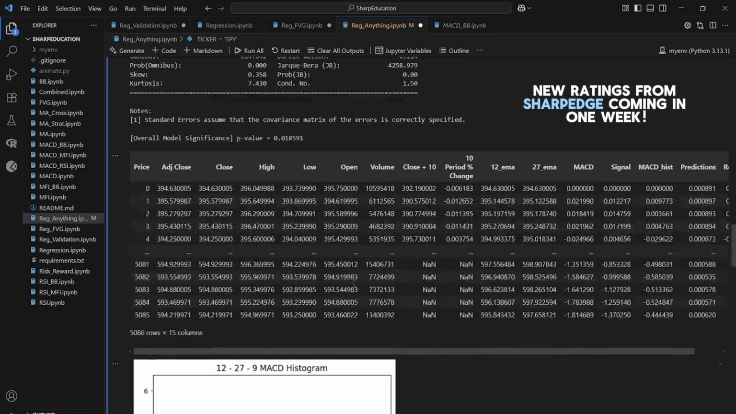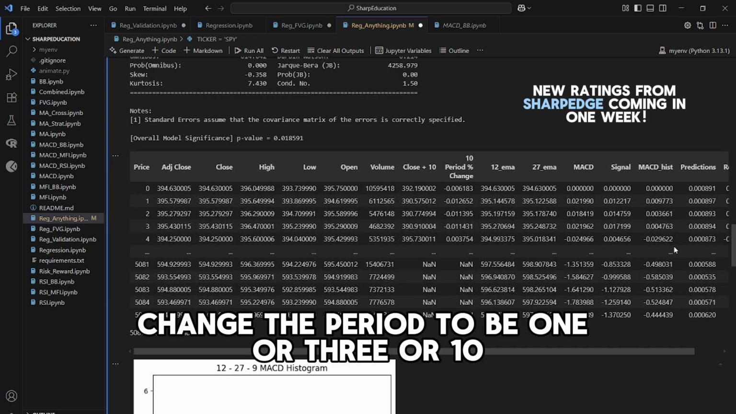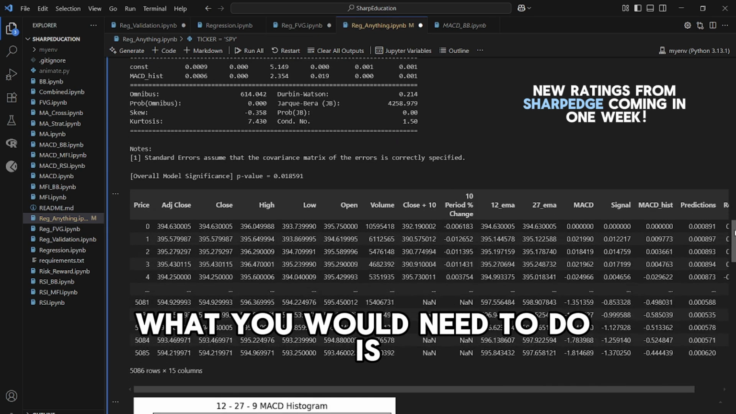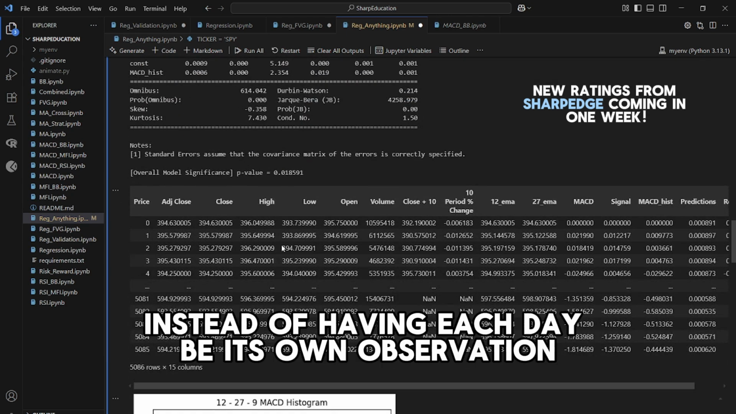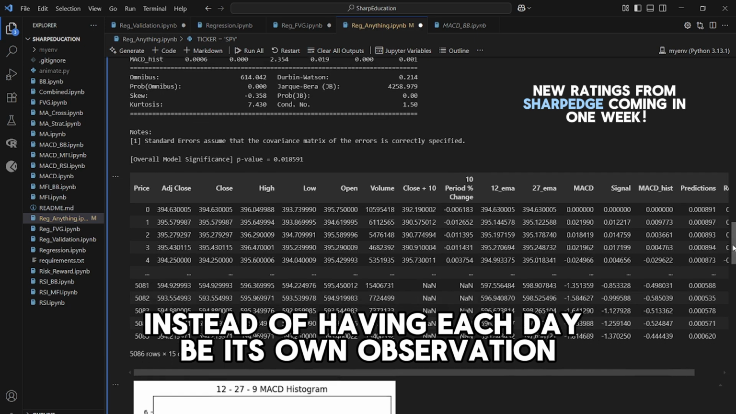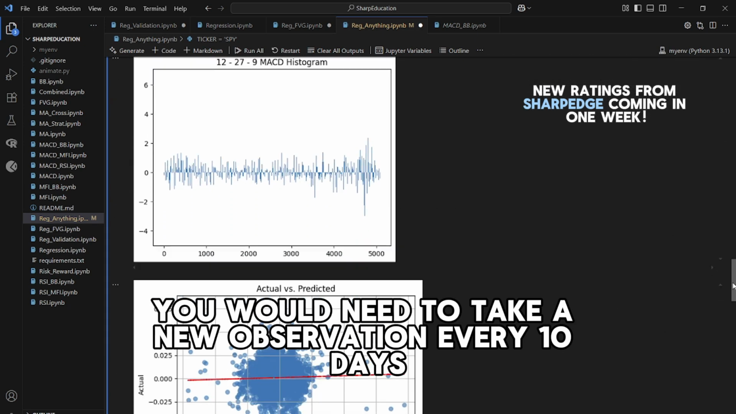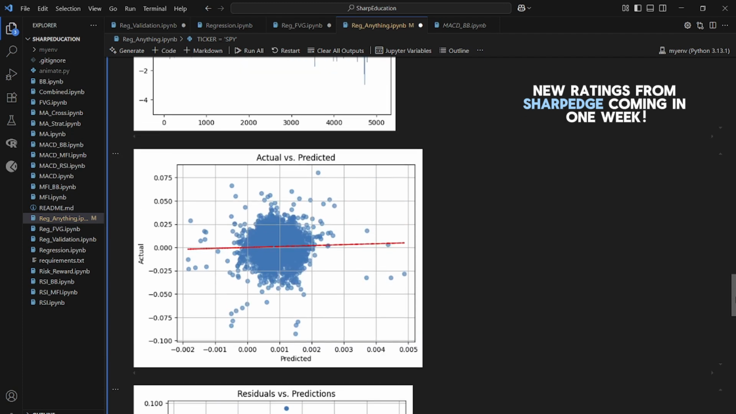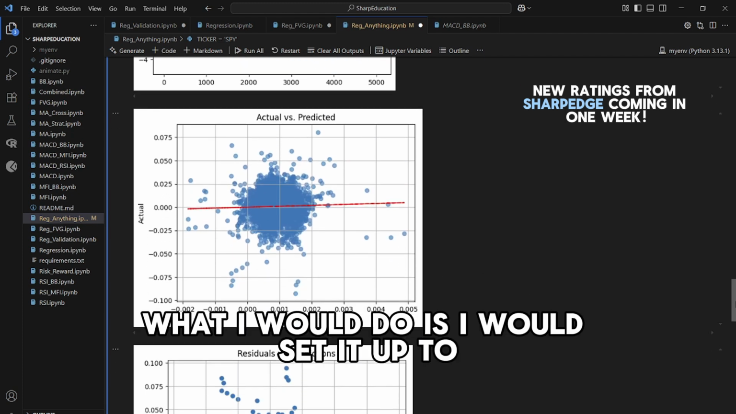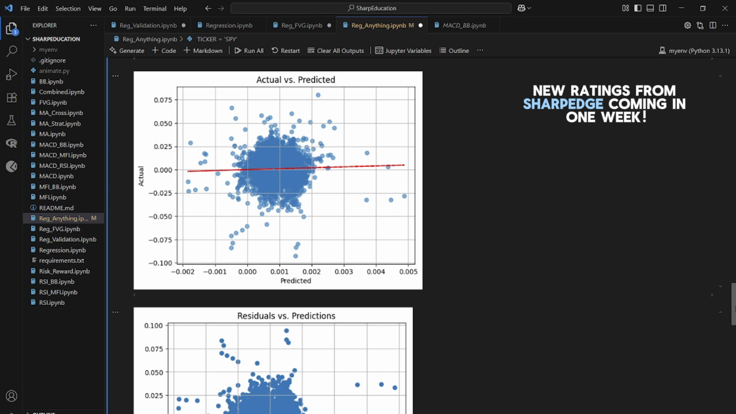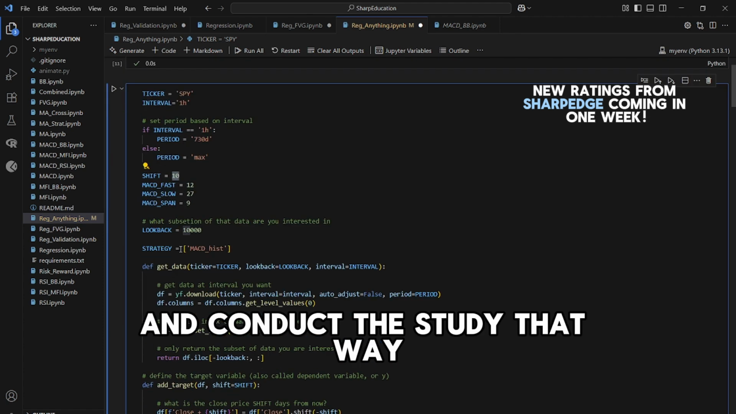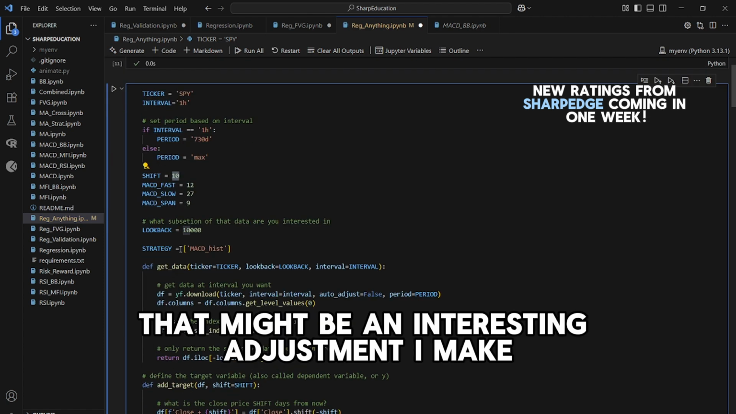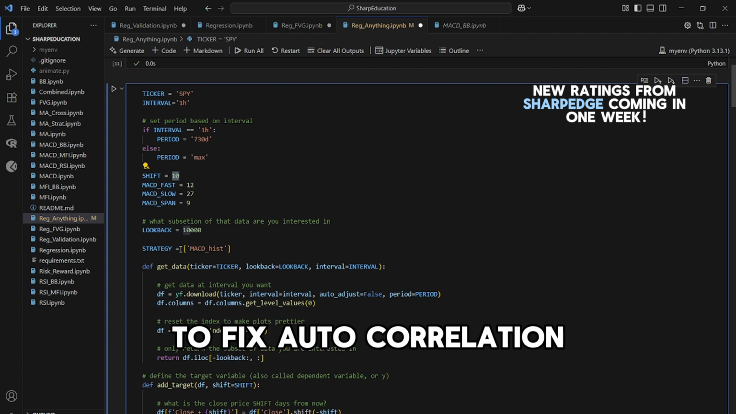So you can't just change the period to be 1 or 3 or 10. What you would need to do is, instead of having each day be its own observation, you would need to take a new observation every 10 days. So what I would do is I would set it up to take every shift row of the data frame and conduct the study that way. That might be an interesting adjustment I make to fix autocorrelation.